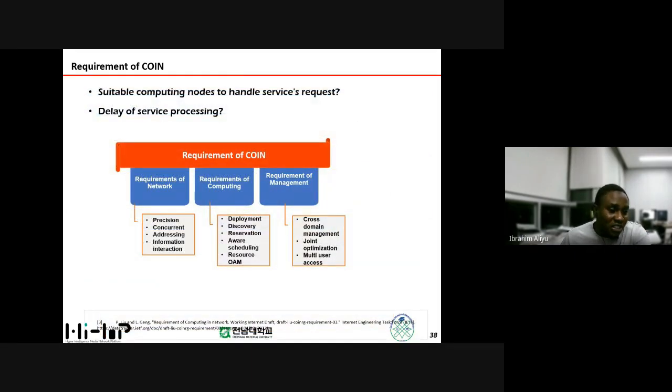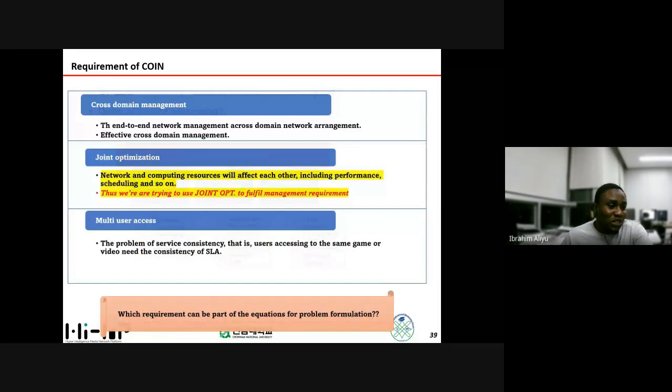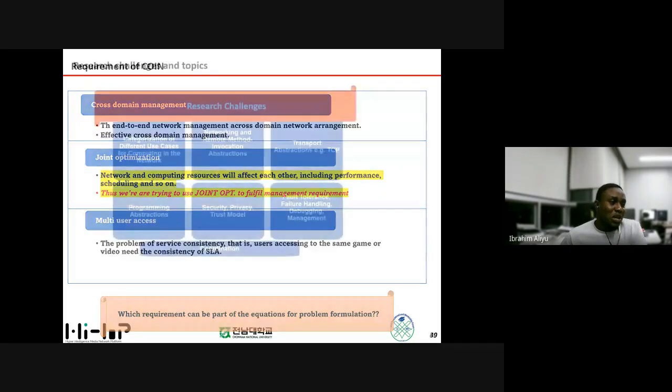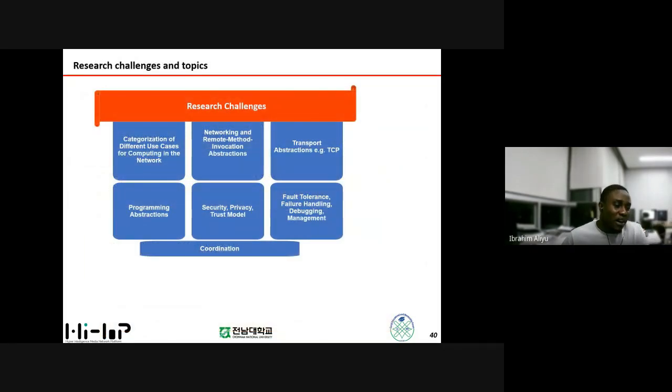This is where my interest is, joint optimization. In joint optimization, I look at the problems. So I narrow it down to a joint optimization of network and computer resources, because as you put in-network computing in the system, many things will happen. I don't want to bother you with that. But the question is, which requirement can be part of the equation for problem formulation? These are the questions. This is how we keep going.